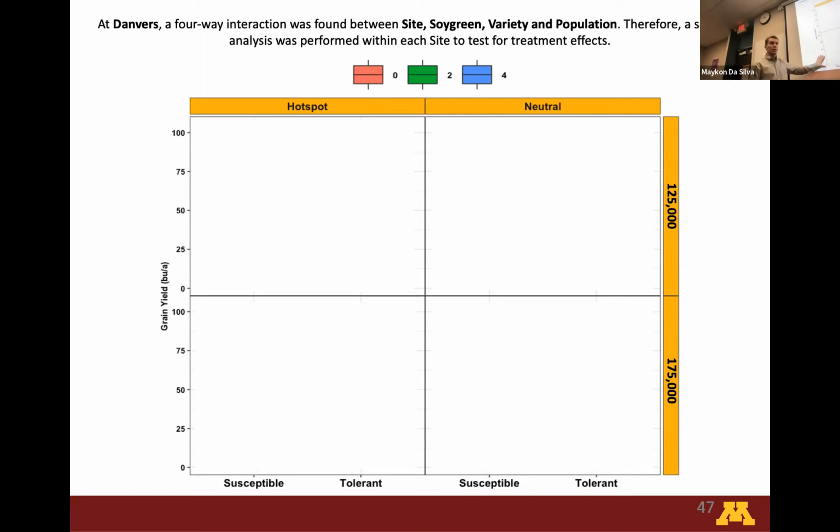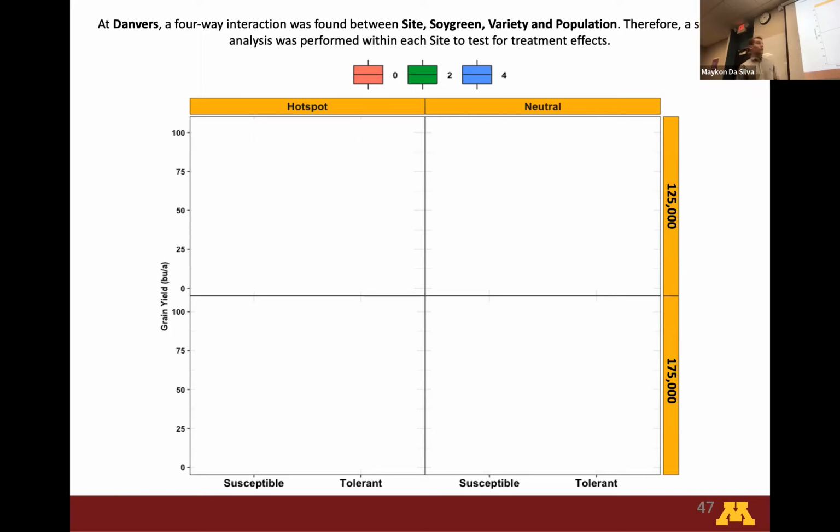I placed this blank figure here just for us to go through each of the things that we'll be seeing, to facilitate interpretation. On the y-axis, we have the response variable, grain yield. On the x-axis, we have both varieties, susceptible and tolerant. I refer to the moderately tolerant variety as susceptible, just to facilitate interpretation as well.